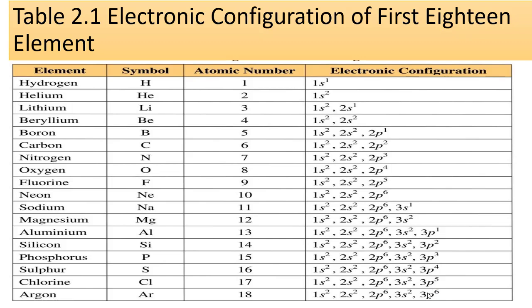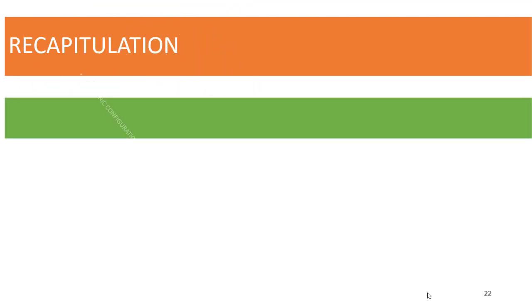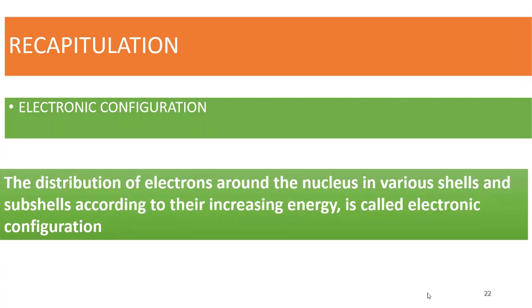So in this way, you can write the electronic configuration of any element if you know the sequence and the atomic number. So it was all about the electronic configuration of first 18 elements. Now let's have a recapitulation of the lecture. Students, now you are better able to understand about electronic configuration. Electronic configuration क्या है? Electrons की distribution around the nucleus in various shells and subshells according to their increasing energy is called electronic configuration. Increasing energy की base पे electrons की जो distribution होती है shell और subshell में around the nucleus, this is known as electronic configuration.